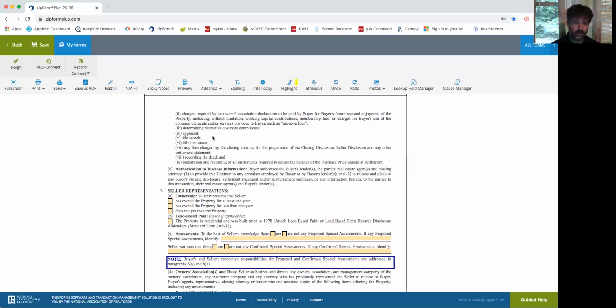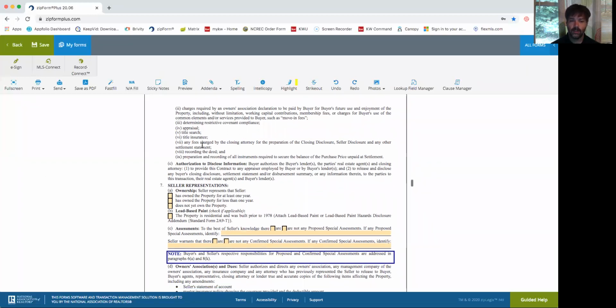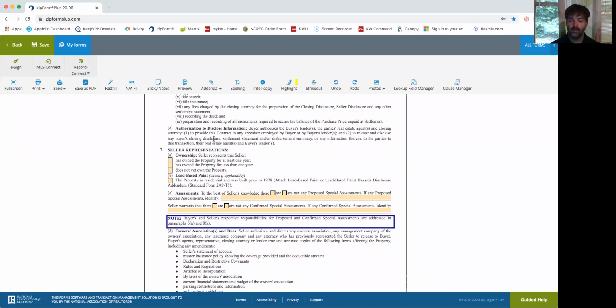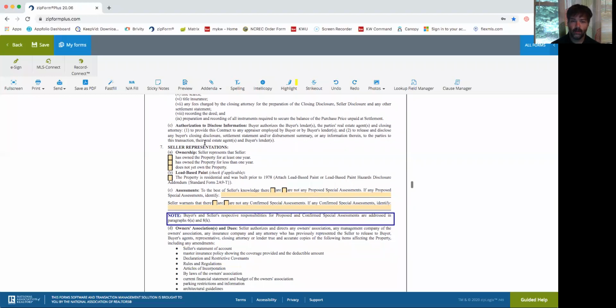You're going to do your appraisal, your title search, your title insurance. These are all kind of expected fees associated for the buyer. The authorization to disclose information is where we are giving permission for the parties to disclose certain things, not anything confidential, but to provide the contract to the appraiser if needed. So some of the things that we need to share in conjunction with that purchase, then we're giving that authorization here so that people can do that.